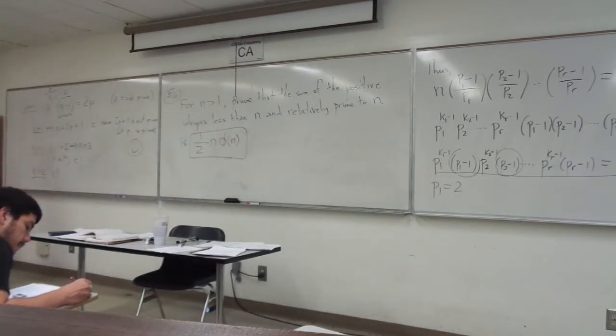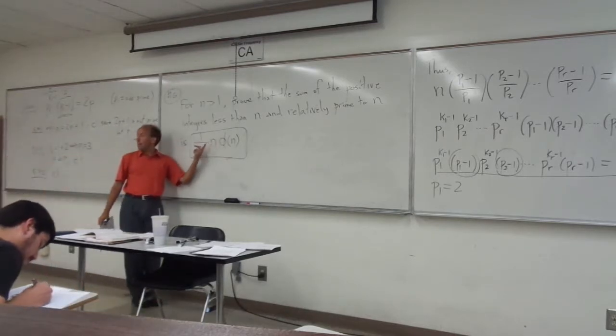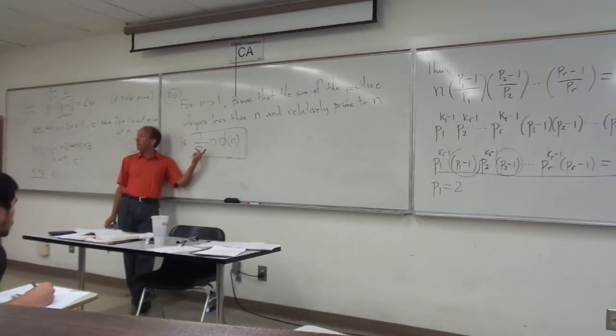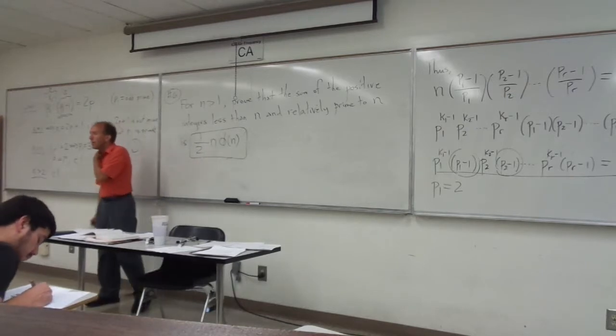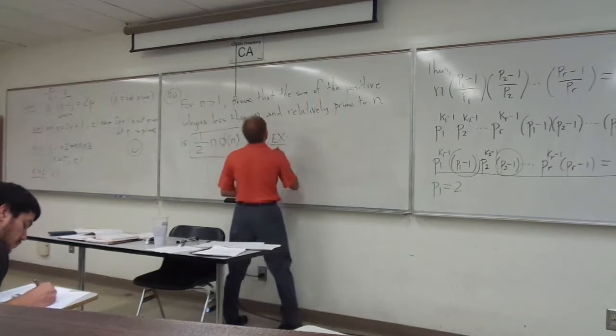Remember that phi of n is almost always an even number. So it may look like this is a fraction, but it really is not going to be a fraction in almost every case. Before we prove that, let me just write down an example. Let's just try an example.